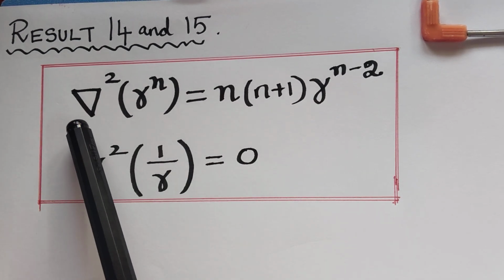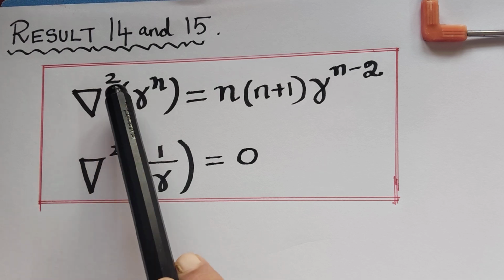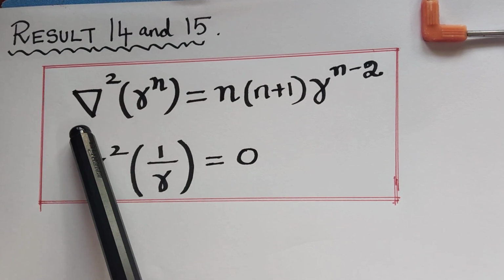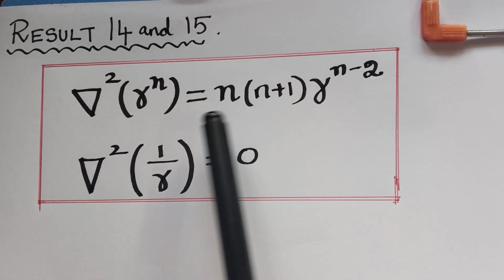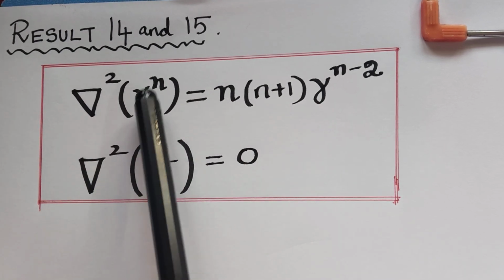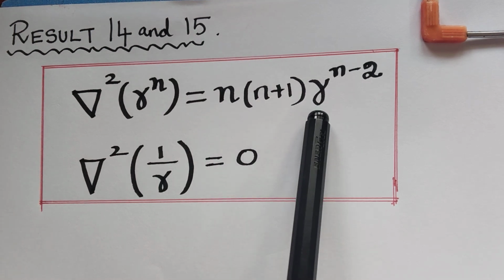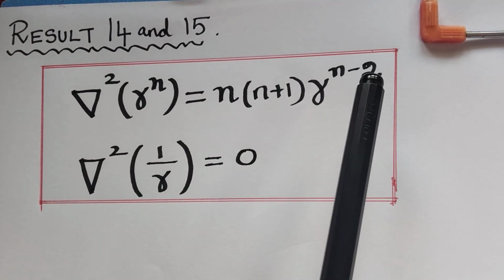So far we have learnt about nabla. Now here we have nabla square. This is known as the Laplacian operator. So first we shall prove result 14. That is, we have to prove that nabla square of r power n is equal to n multiplied with n plus 1 multiplied with r to the power n minus 2.